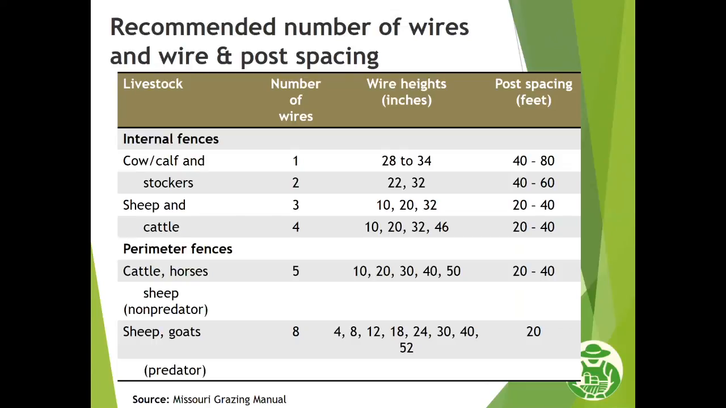If you look down for perimeter fences, sheep and goats need about 8 wires to really keep them in and keep predators out, starting very low from the ground and then moving its way up. So this just gives you an idea of some recommended numbers of wires per species, just to help eliminate predators from coming in and get you started on putting in fencing for a rotational grazing system.